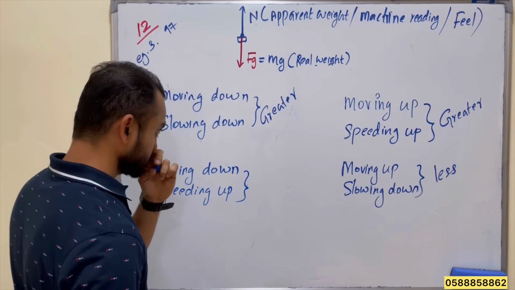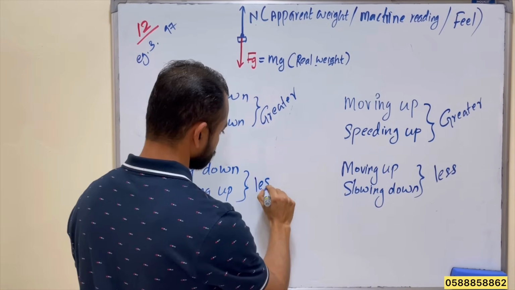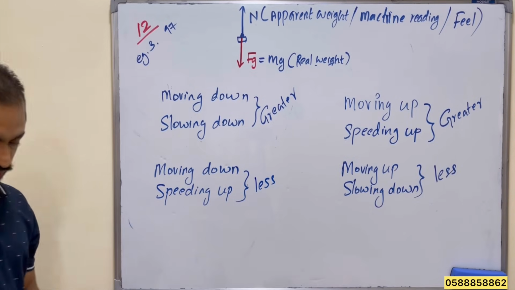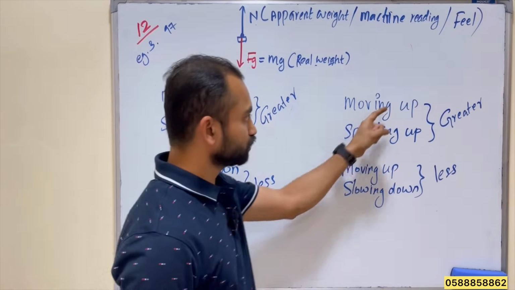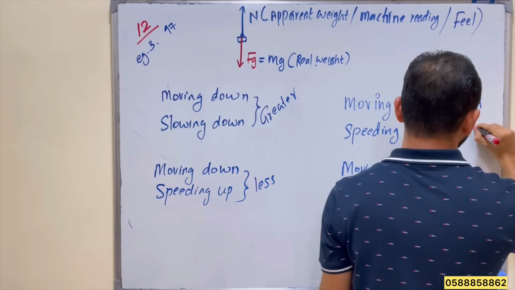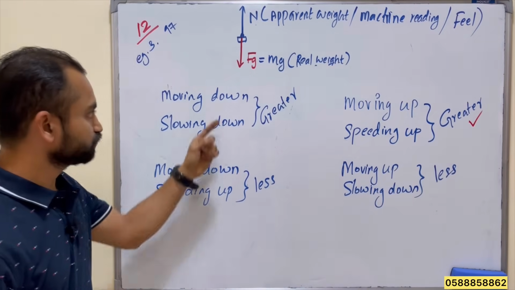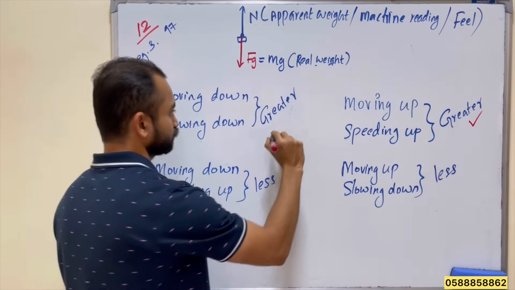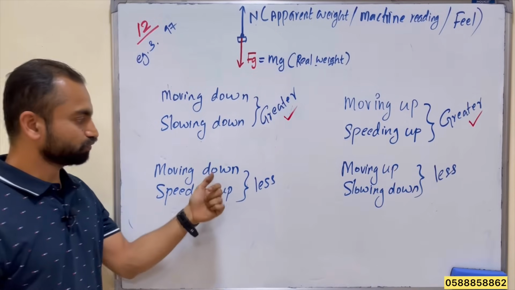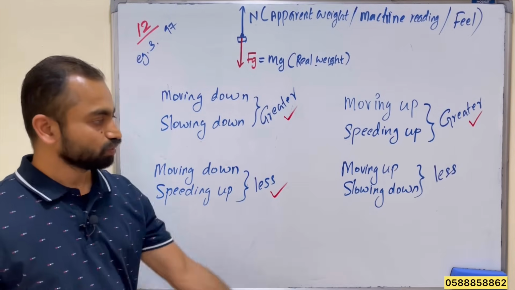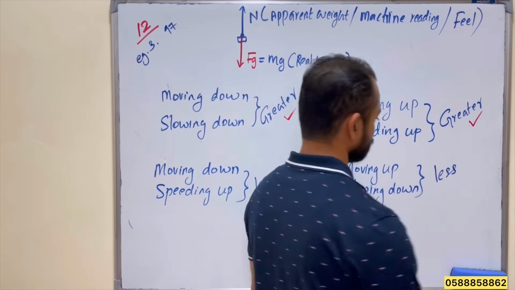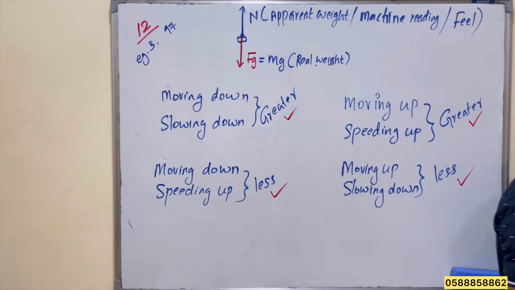So apparent weight will be less than the actual weight. So you can remember it like this. If both are up, apparent weight will be greater. If both are down, apparent weight will be greater. If one is down and one is up, apparent weight will be less.